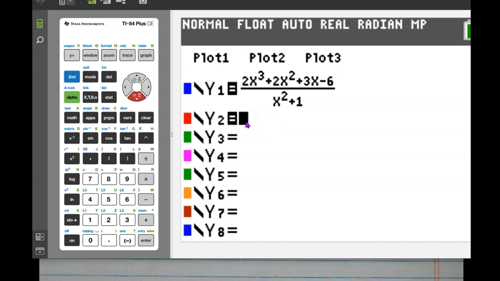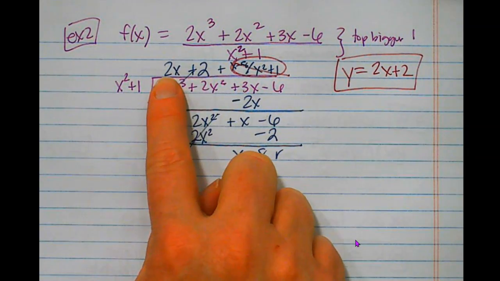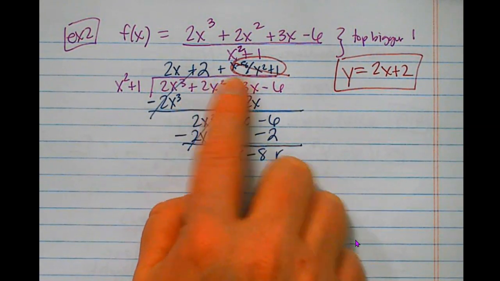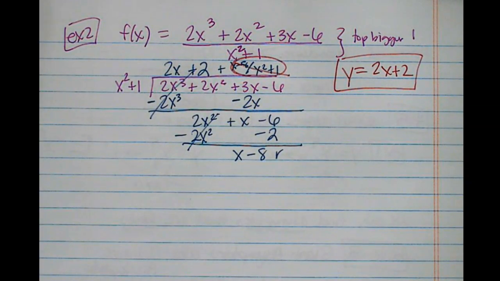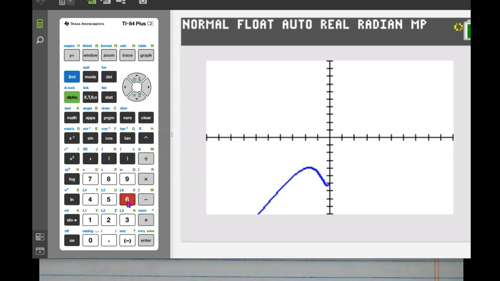My second line I figured out was 2x plus 2. I lost my remainder, so it's just this part of the equation. It looks like y equals mx plus b every time. You just drop the fraction. So back on my calculator, I'm going to put 2x plus 2, and they should match up. There's the function. It didn't have an asymptote, but it went off of the graph in the middle because that's middle behavior, and then the end behavior was it's trying to be that slant asymptote.